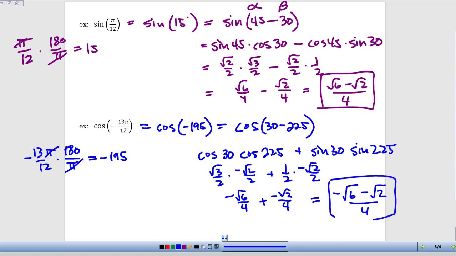So once more, we see that root 6 and root 2 in the numerator. We've got the 4 in the denominator. And for all of our sine and cosine answers, we're going to get some sort of answer that looks like this.